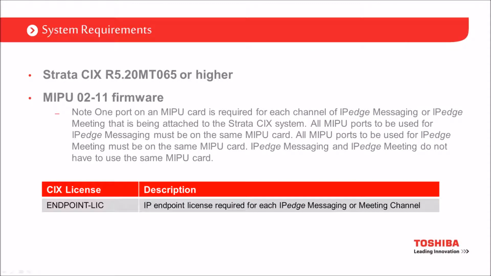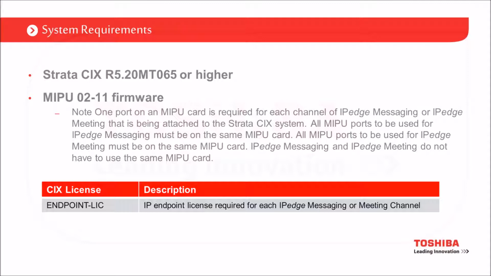Last part, into the last couple of minutes. So we've now seen all the functionality that we can offer with the IPedge app server. What we now need to know is, what do we need to connect it into an existing Strata CIX? Very simplistically, we just need to make sure that the CIX is running MT65 or higher software.